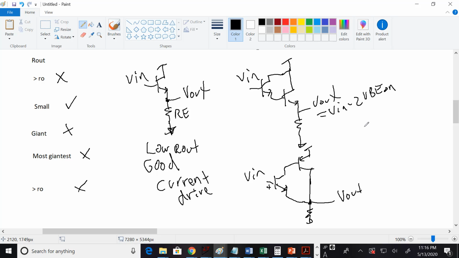So either one of these gives you extra current. The difference here is that this drop right here is just 1 VBE on. So V in minus VBE on instead of 2 VBE on. And those are the answers to the questions from lecture today.